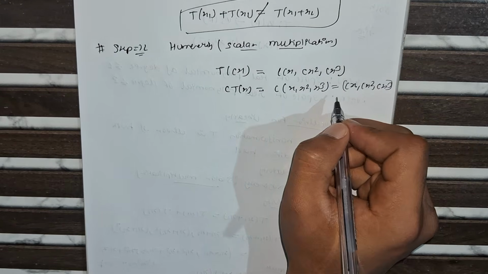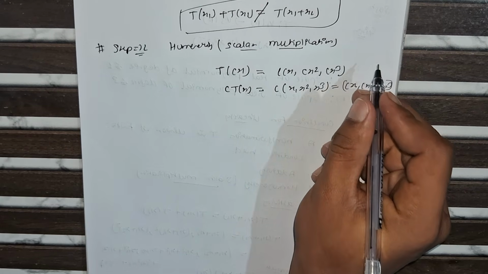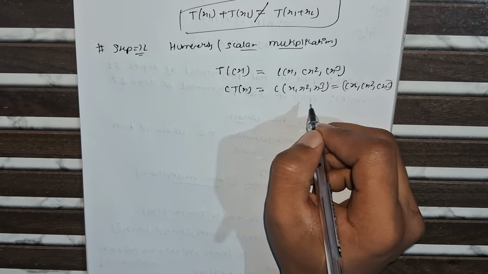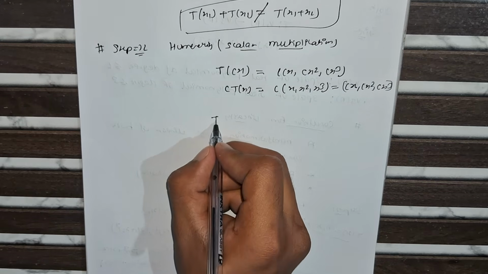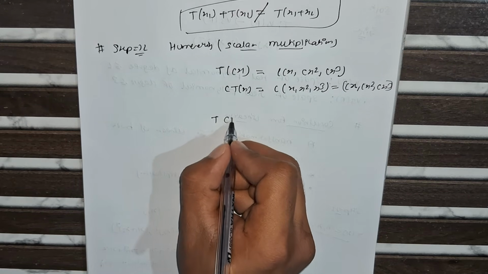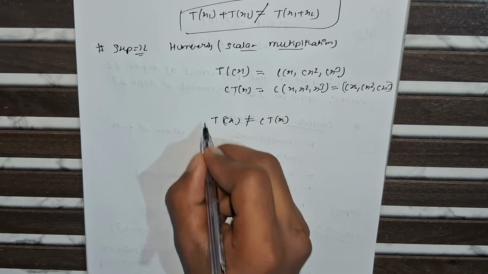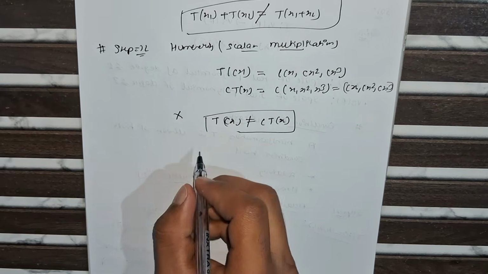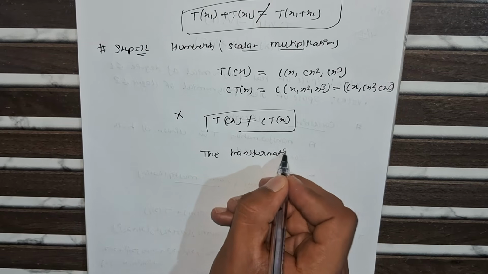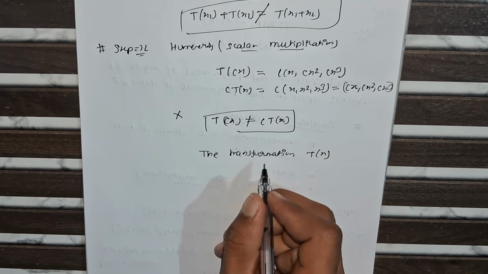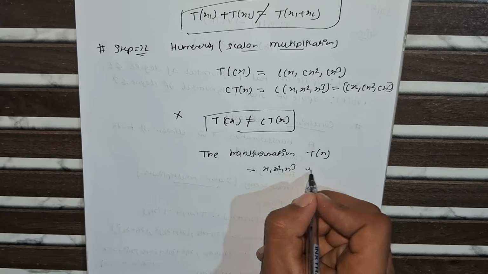We can clearly see that the power of c changes from 1 to 2 to 3, meaning c to the power 1, c to the power 2 and c to the power 3. So the powers are not equal, which is why this does not follow the scalar multiplication property. So T of cx is not equal to c times T of x. This condition is not satisfied. So we can say that the transformation T of x equals x comma x square comma x cube, which is given in this question, is not linear.